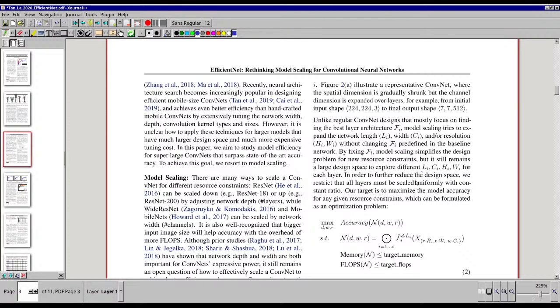In order to further reduce the design space, we restrict that all layers must be scaled uniformly with a constant ratio. Our target is to maximize the model accuracy for any given resource constraints, which can be formulated as an optimization problem. Maximize accuracy.